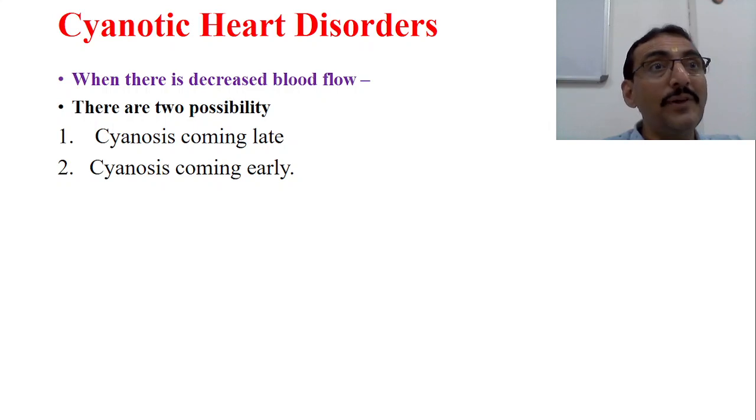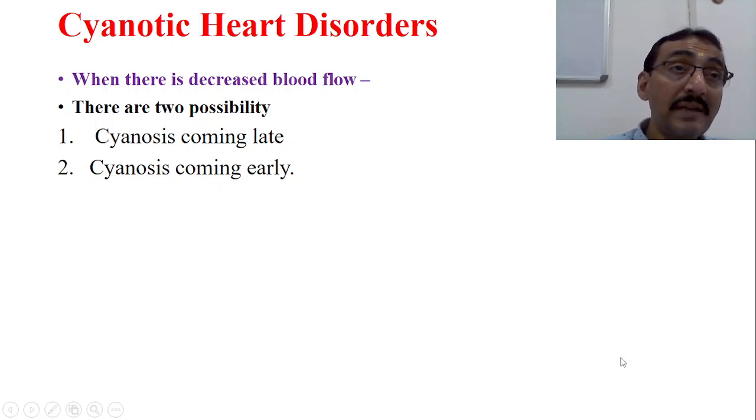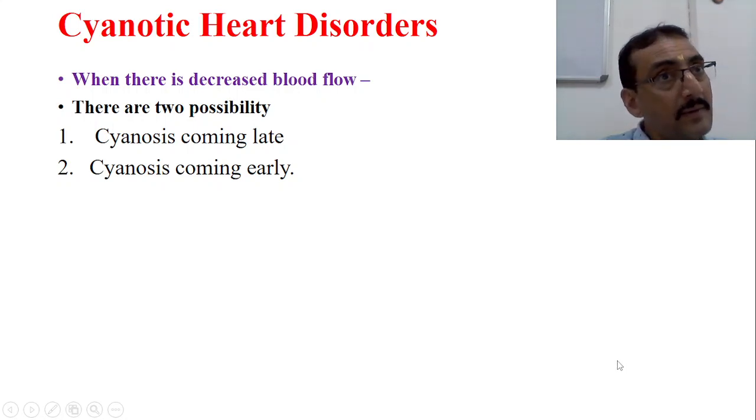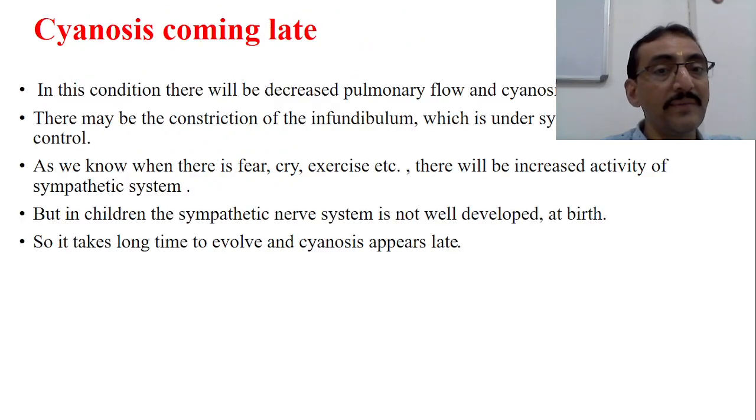In that also, we have got two possibilities: cyanosis coming early and cyanosis coming late. Now, understanding this is very important. Cyanosis coming early means the child develops cyanosis in the very early part of life, maybe within 10 or 15 days, or maybe within 2 or 3 days. Cyanosis coming late means it takes months, or after 1 year the child starts with the cyanosis.